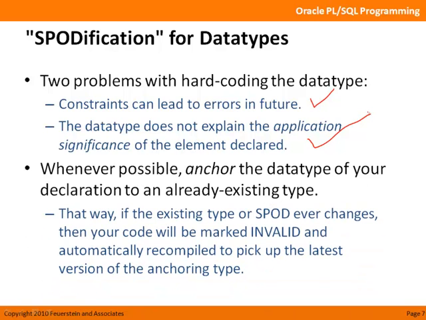So in general, whenever possible, and it's pretty much always possible, anchor your data types to a declaration of an already existing type. That means you are anchoring back to the single point of definition. That way, if your existing type or SPAD ever changes, your code will be marked invalid and automatically recompile to pick up the latest version of the anchoring type. So I don't declare something to be varchar2, I declare it to be based on some other pre-existing type. And then all the definitions, all the dependencies are buried inside that other type.